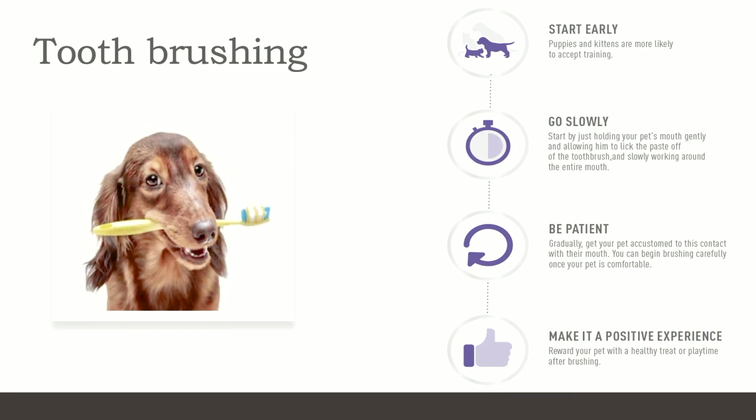Also, you need to try and start early. Puppies and kittens are more likely to accept training if you start it from a very young age, even if they don't have any signs of gingivitis or plaque or any tartar buildup. You should still be brushing clean teeth. Going slowly is very important. Be patient and always make it positive.